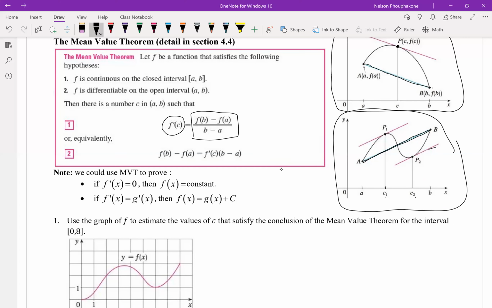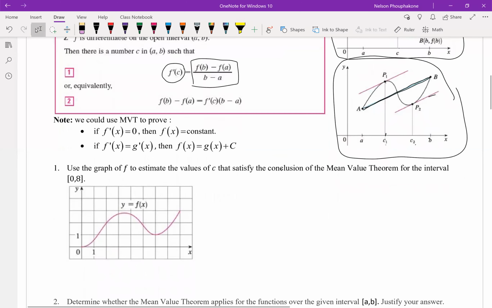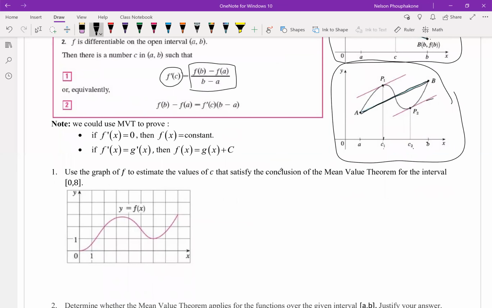Then let's see how we actually work out an example here. We would like to use the graph of f to estimate the values of c that satisfy the conclusion of the mean value theorem for the interval between x = 0 and x = 8. First of all, you will see that this function is continuous between x = 0 and x = 8. And it is also differentiable, because this is a smooth curve.